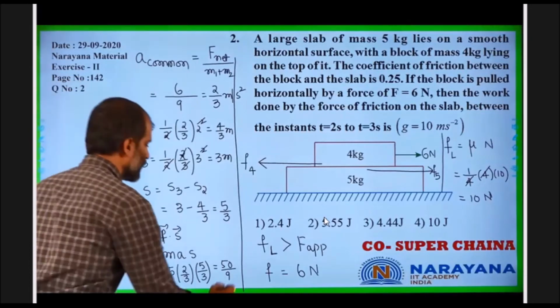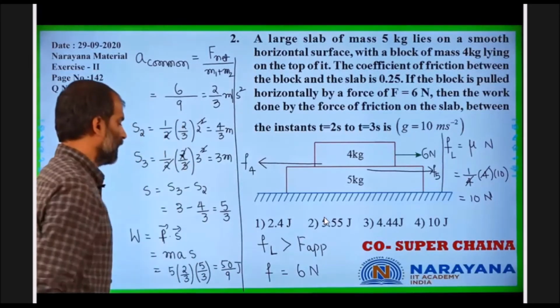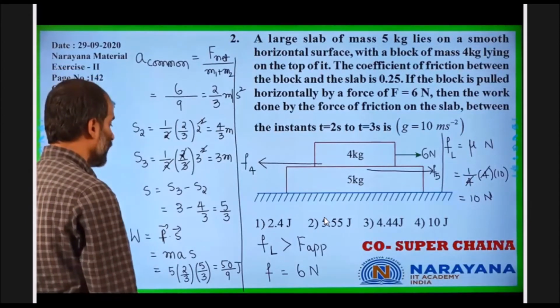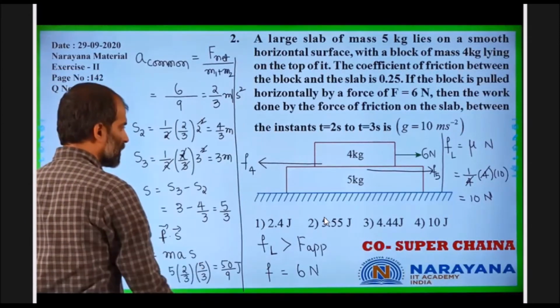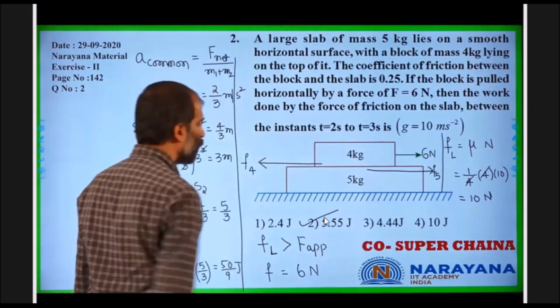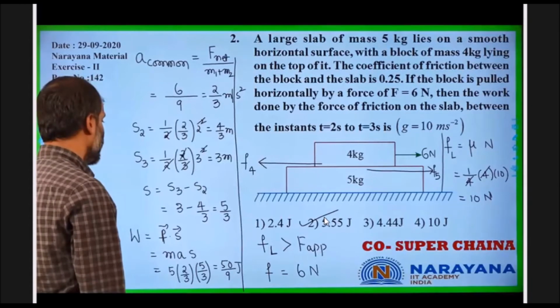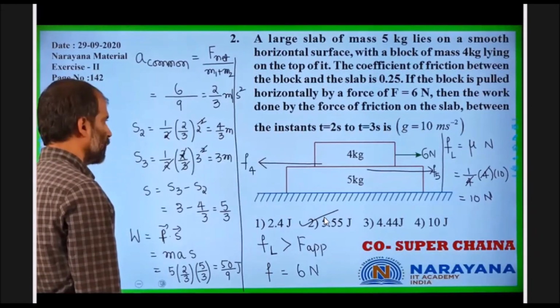Okay, so this is the work done. 50 by 9 joules is the work done. So now, upon simplification, 50 by 9 is 5.55 joules. Okay, right, which is matching with our second option. Moving on to our next slide.